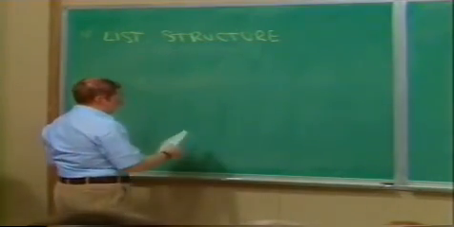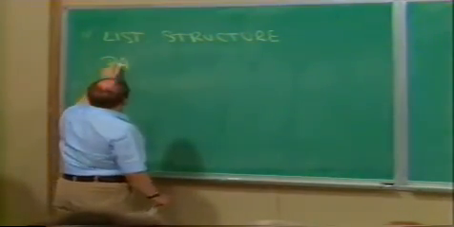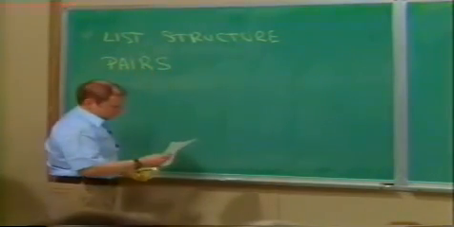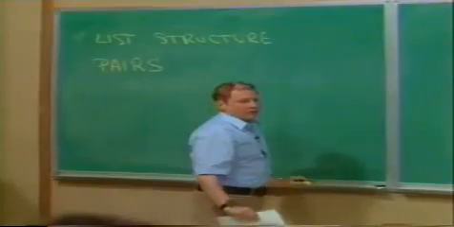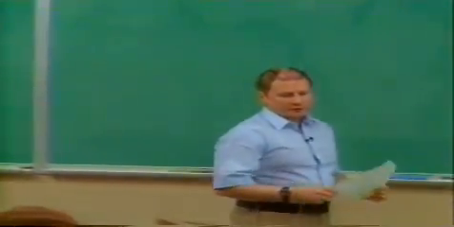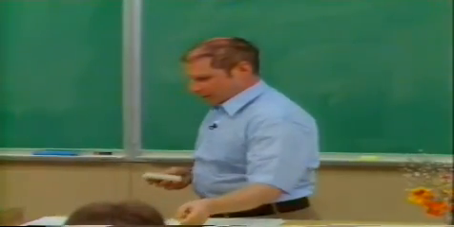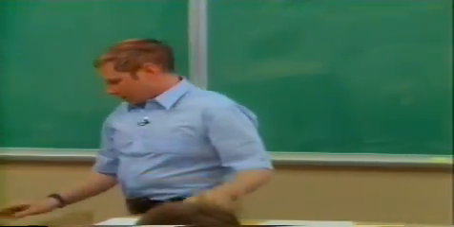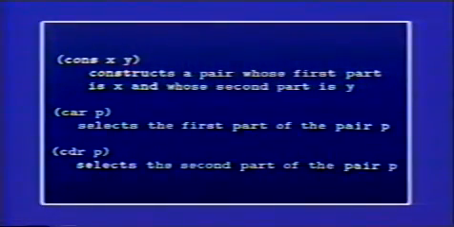More precisely, Lisp provides a way of constructing things called pairs. There's a primitive operator in Lisp called cons. You can take a look at it. Cons is an operator which takes in two arguments called x and y, and it returns for us a thing called a pair, that has a first part and a second part.